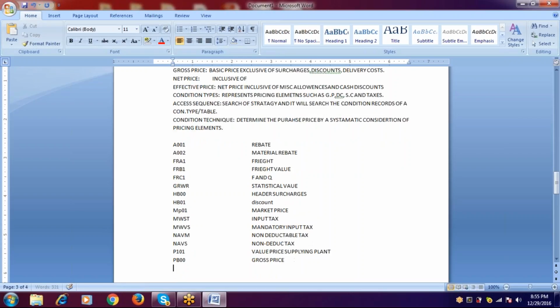PB00. Generally we know this PB00, MWC and everything, but most of the time we don't know the other things. PBXX: gross price manual. PB00 is the automatic gross price, and PBXX is the gross price with the manual.